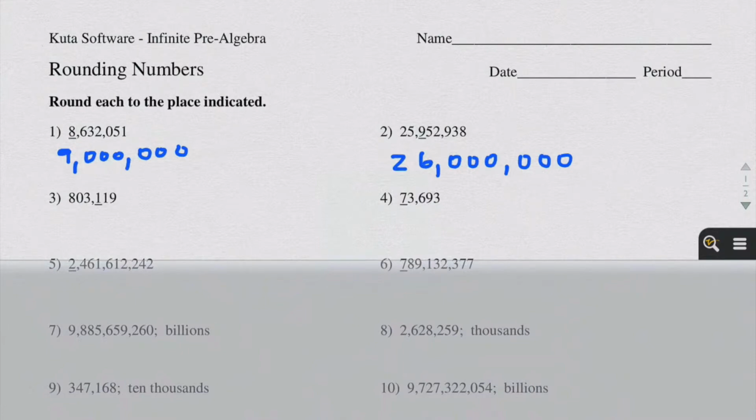Okay, number 3. The 1 is the number that we're interested in. So we look to the right at the other 1, and because that value is lower than 5, we leave that 1 where it's at. So now we write 803,100. Number 4. The 7 is the one we're interested in. The number to the right is 3. So the 3 is lower than 5, so we leave the 7 where it's at, and this now becomes 70,000.